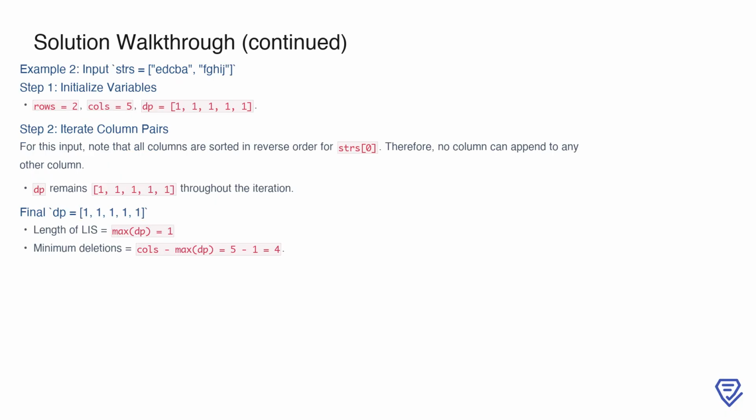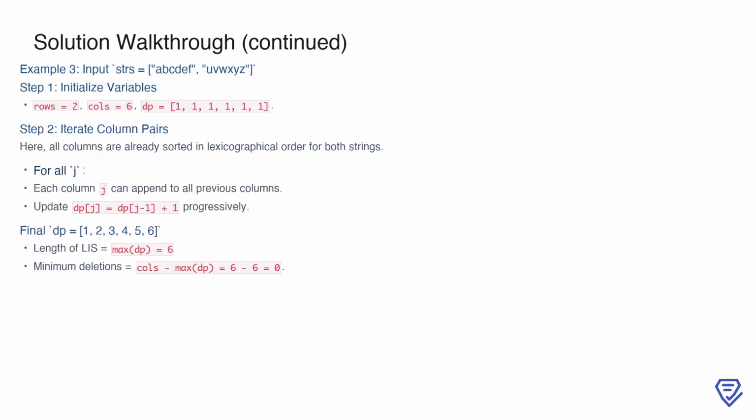In the second example, the input is strs equals ["edcba", "fghij"]. Here, rows and cols remain the same as before, and we initialize dp equals [1, 1, 1, 1, 1]. When iterating through column pairs, we notice that the first string is sorted in reverse order. This means no column satisfies the condition to append to any other column because the characters are not in lexicographical order. As a result, the dp array stays unchanged with all values equal to 1. The length of the longest increasing subsequence is max(dp) equals 1, and the minimum deletions required are cols - max(dp) = 5 - 1 = 4.